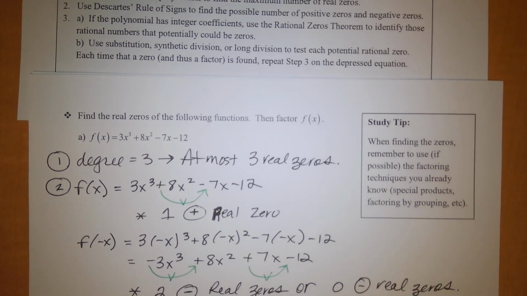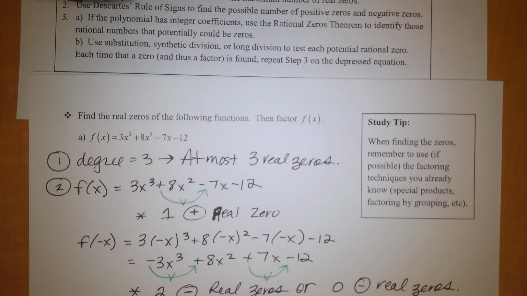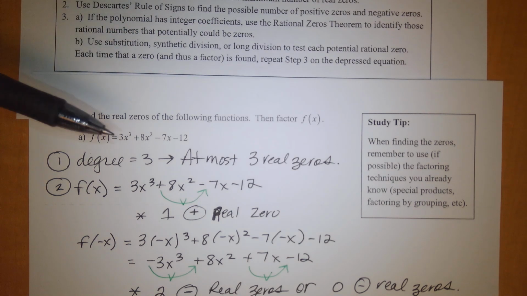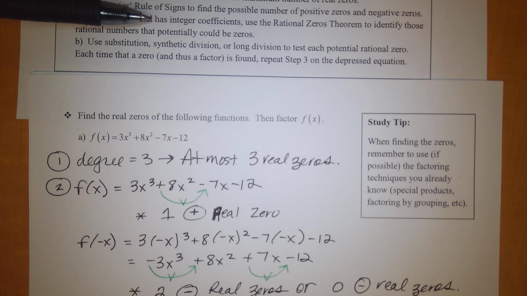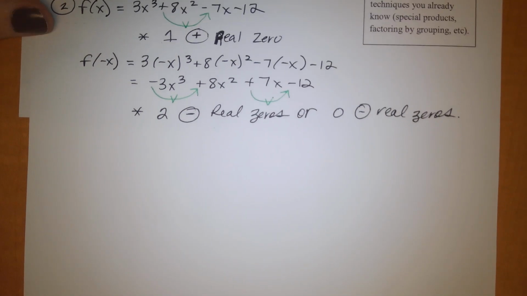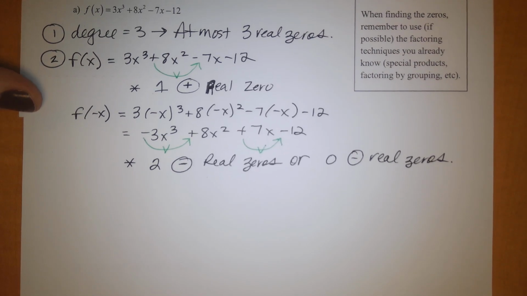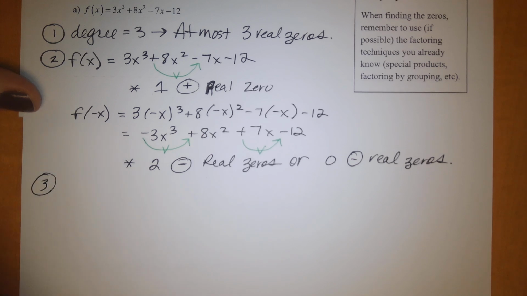The third step up here now says, if the polynomial has integer coefficients, which it does, use the rational zeros theorem to identify those rational numbers that potentially could be zeros. So we're now going to find all of the potential zeros by finding P and Q. So first we find P. I believe we did this on the previous example already.